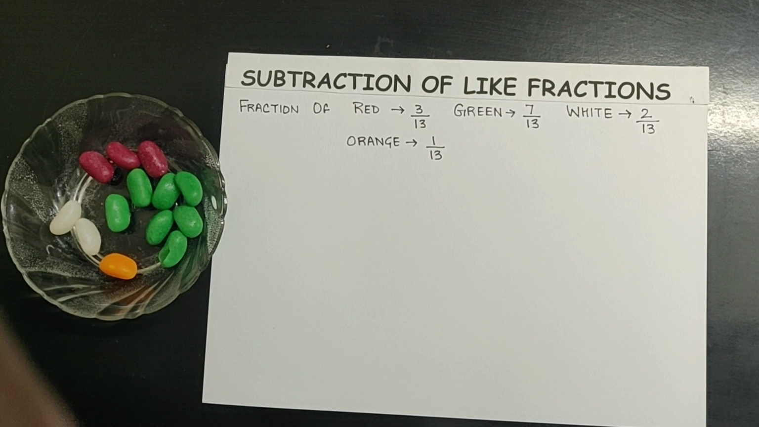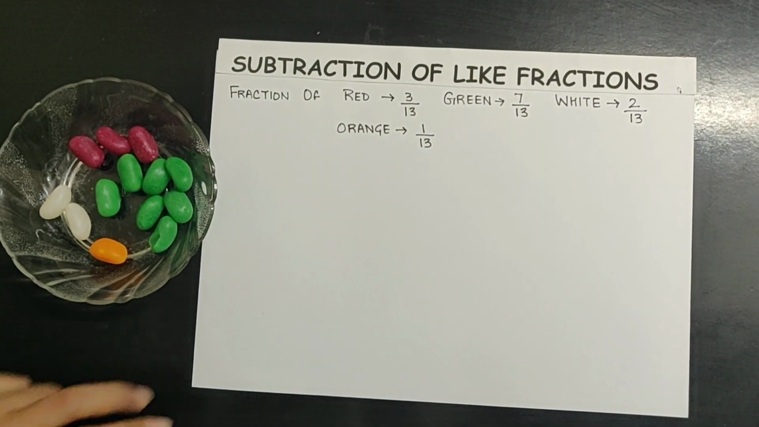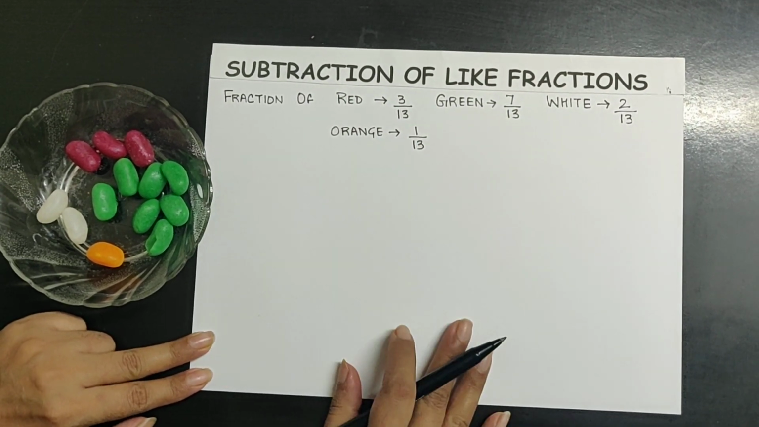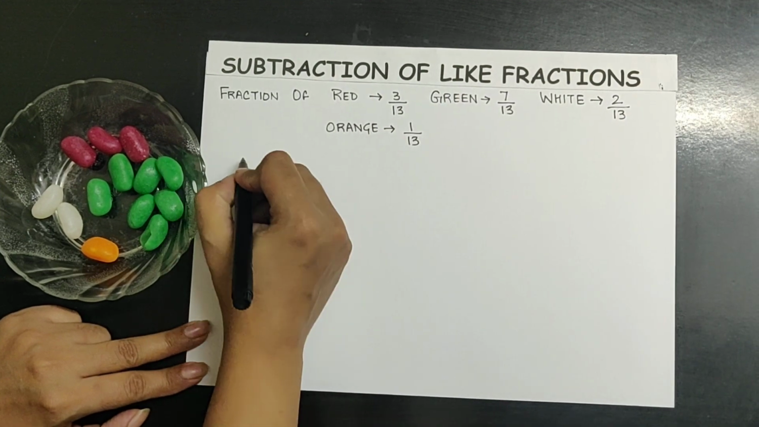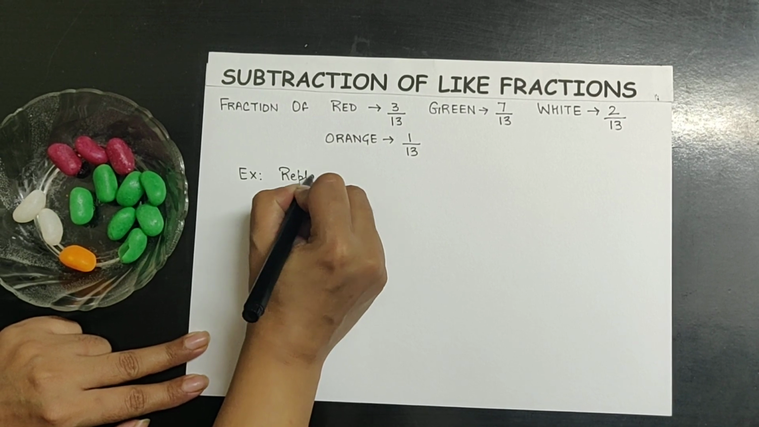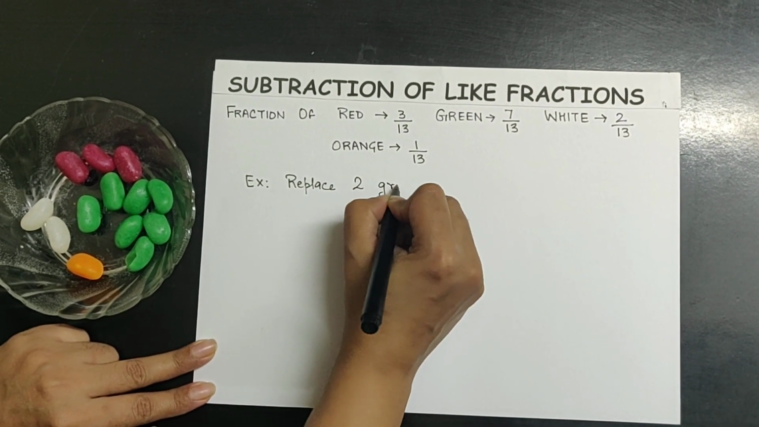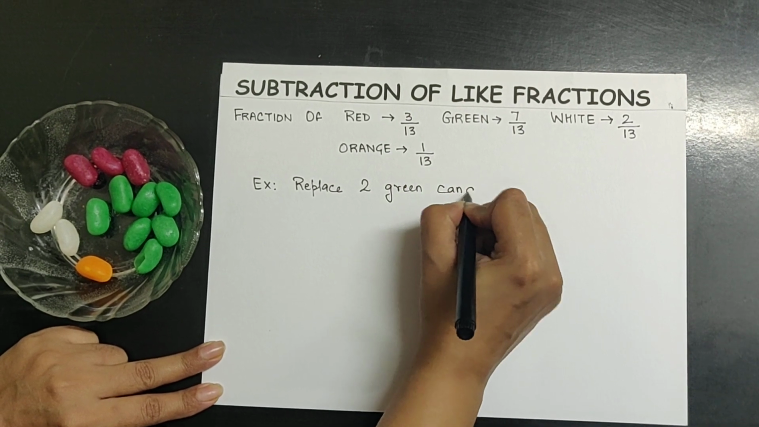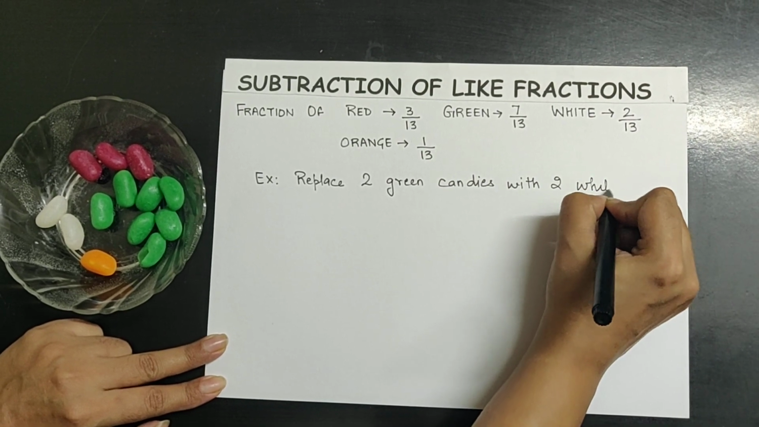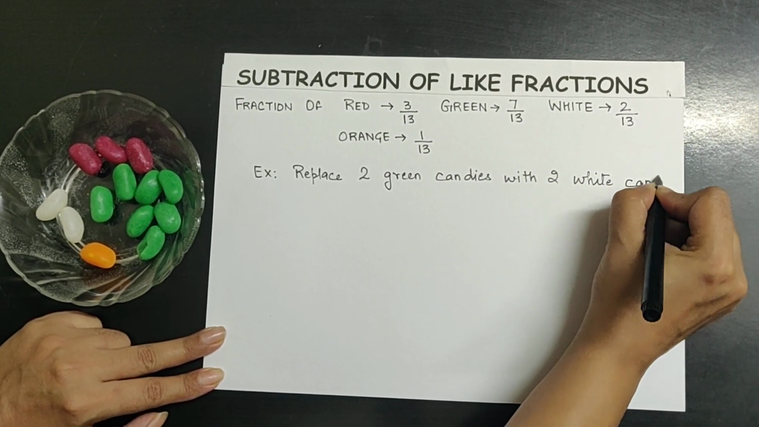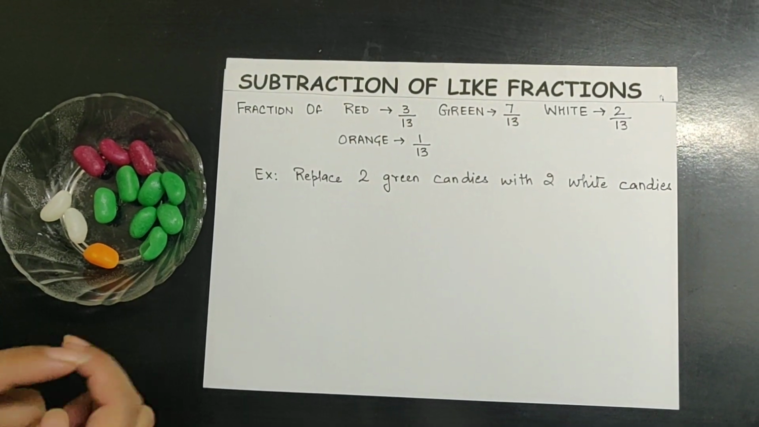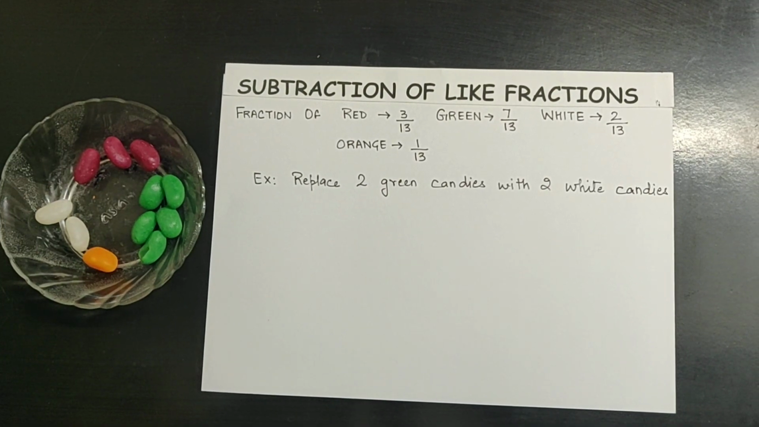Now we are going to subtract like fractions here. If you notice, the present fraction of green candies is 7 upon 13. Now what we do is we replace 2 green candies by 2 white candies, and since we are doing the subtraction of like fractions, the total number of candies should remain same throughout. That is why we are replacing 2 green candies by 2 white candies.